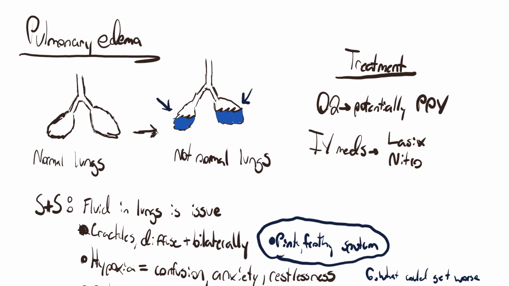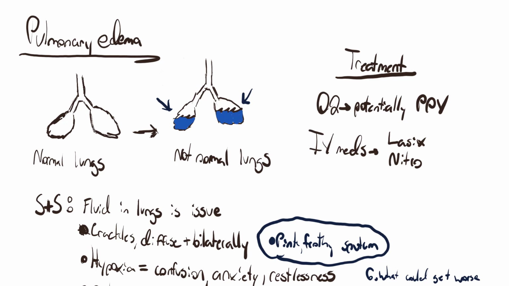How do you treat this? Well, you're going to give oxygen. Usually, if they're in acute pulmonary edema and they're having a really hard time breathing, that impaired breathing is going to result in them needing some supplemental oxygen. At the very minimum, that could be a nasal cannula.